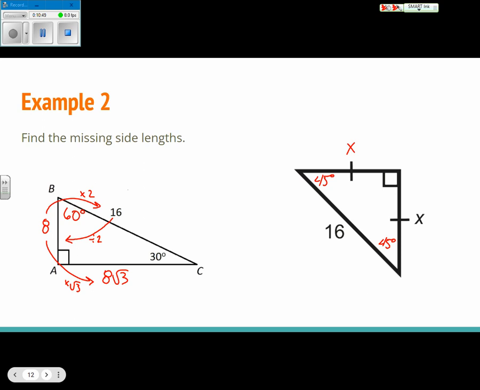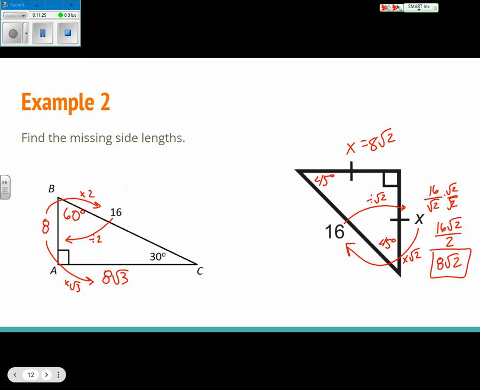Remember, this one's going to be kind of weird. I'm going to try to find these legs right here. I remember that in order to go from here to here, I'm multiplying by the square root of 2. So I need to divide by the square root of 2 if I'm coming backwards. And I'm going to do just that. So that means this side length right here is going to be 16 divided by the square root of 2. And I can rationalize that. So I get 16 square root of 2 over 2. Well, that just gives me 8 square root of 2. And that's going to be the side length on both of these.